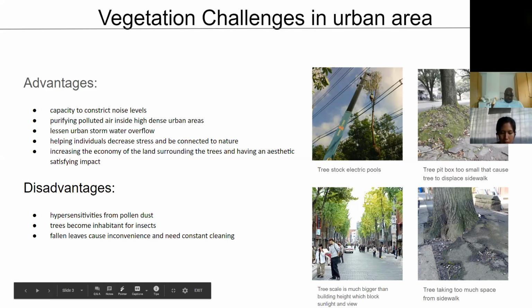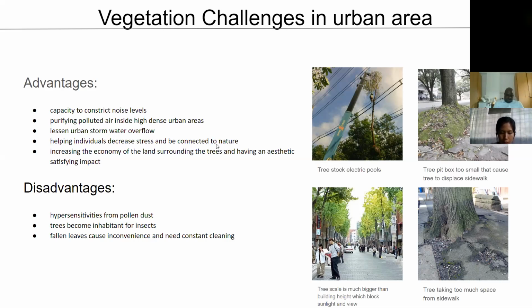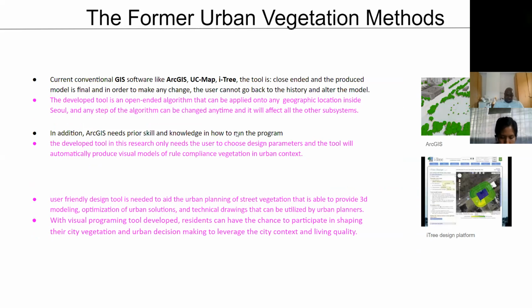in the left side here, for example, you can see trees growing and striking the electric poles, or you can see here the tree planting pit is too small, so the tree is moving up and destroying the sidewalk here. Or we can see here the scale of the tree is much bigger than the building itself, so that it's covering all the light and the view of these buildings. Or we can see the trees affecting the sidewalk here.